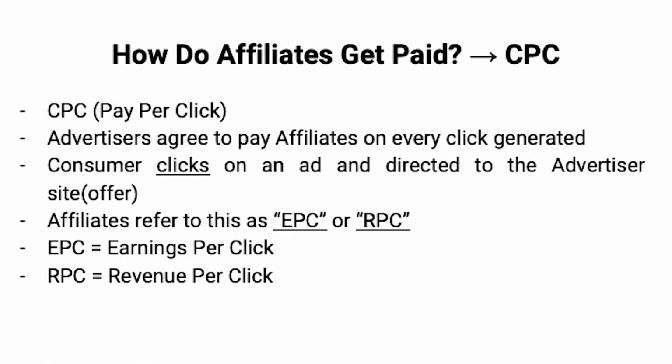As far as you're concerned, you want them to come to your link so that you can get paid. Here we go with how do affiliates get paid. So here's the models. You get paid on a CPC, which is considered a pay for every click. What does that mean?